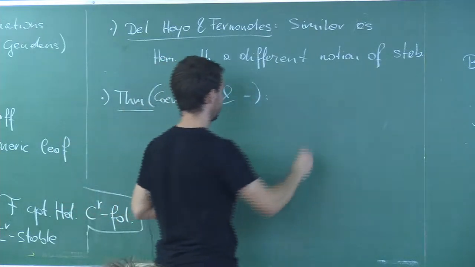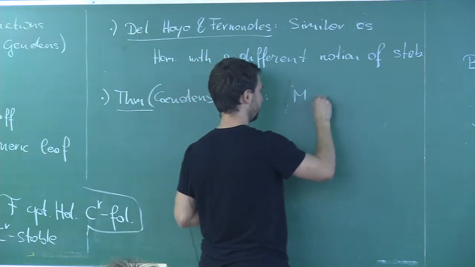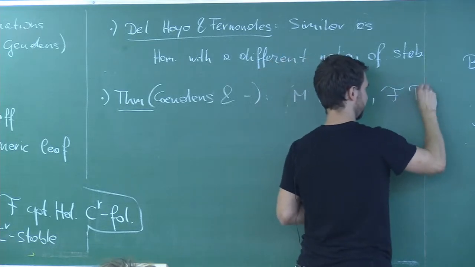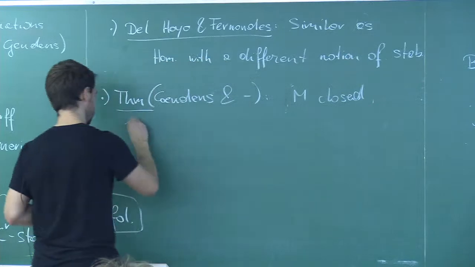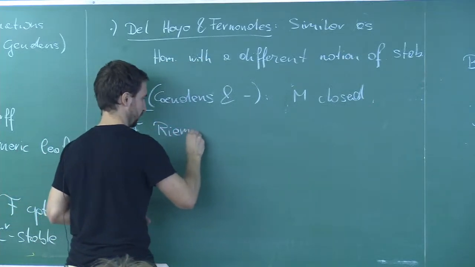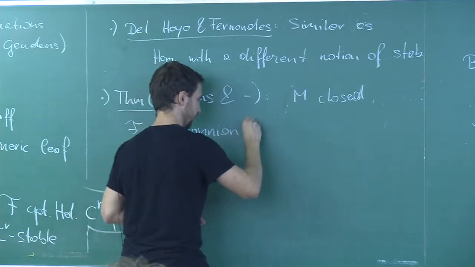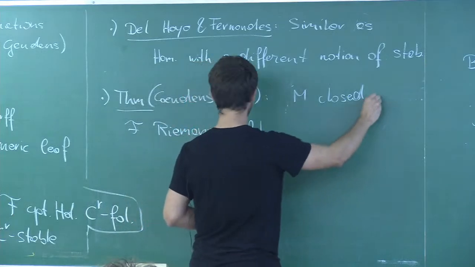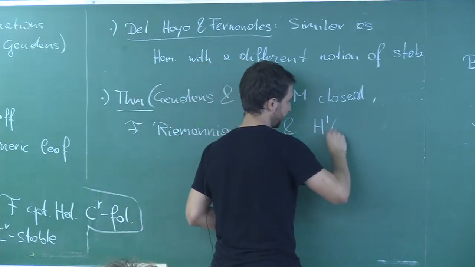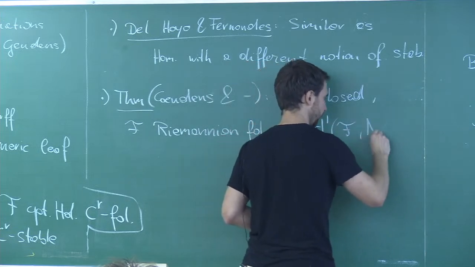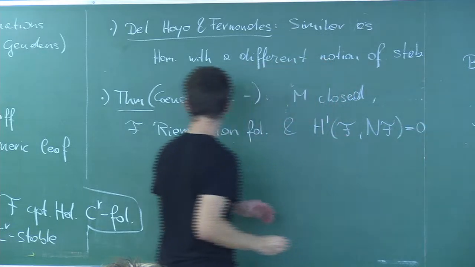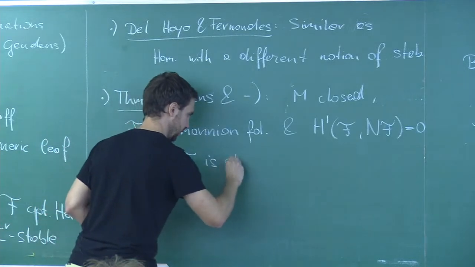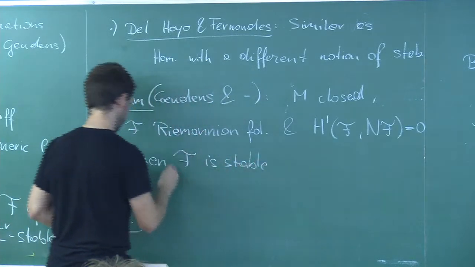Which states the following, namely if M is closed and F is Riemannian, which I will recall in a second. F closed, F a Riemannian foliation, and it is infinitesimally stable, meaning that the first cohomology group vanishes, then F is stable.